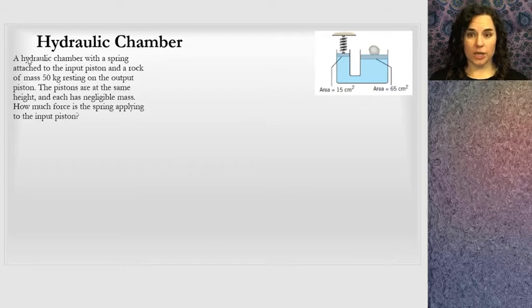This is the hydraulic chamber. A hydraulic chamber with a spring attached to the input piston. So you can see over here, here's the spring, and this is the input piston. So this is the P1 side. And a rock of mass 50 kilograms on the output piston. So over here is the rock of mass 50 kilograms, and this will be the P2 side. And I'll make note that m equals 50 kilograms. The pistons are at the same height, and each has negligible mass. How much force is the spring applying to the input piston?